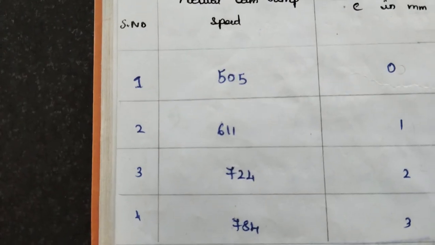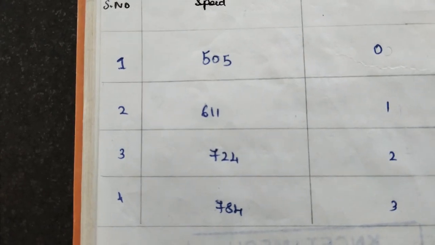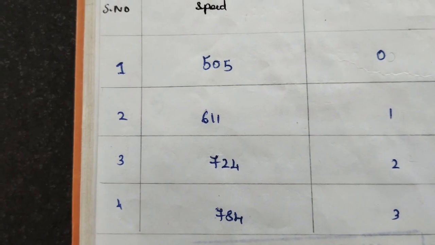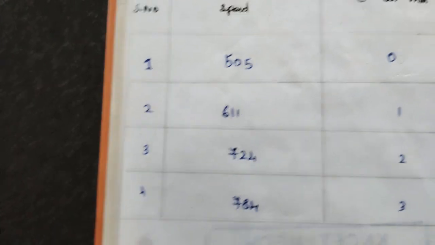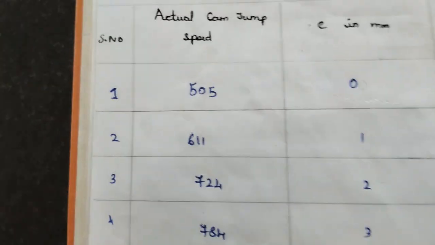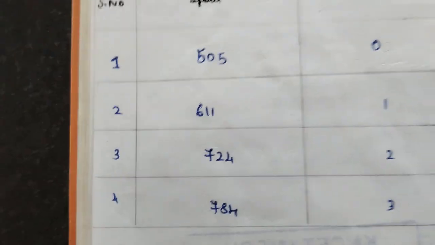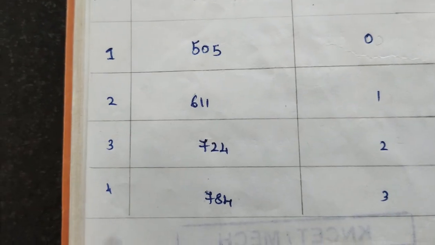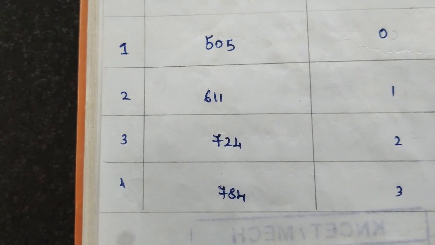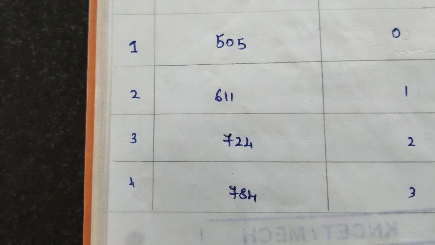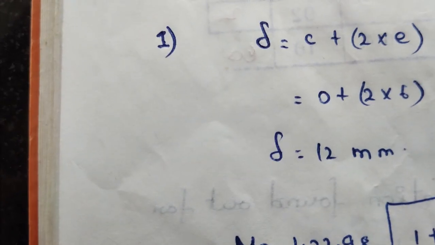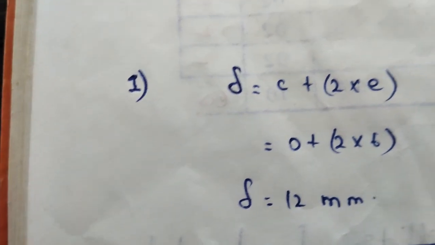So this is the procedure, and next we increase the speed of the motor to 611 rpm, and give the spring compression of one revolution. At that time we got the deflection of 13 mm, and the theoretical speed is 768. Similarly we follow the four steps for the final speed of the cam jump phenomena. So next we go for the model calculation.